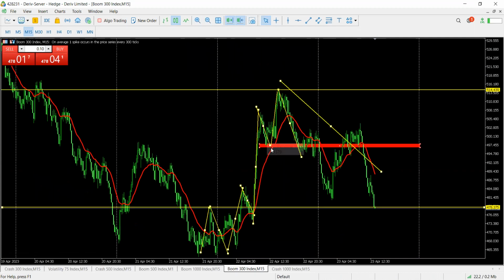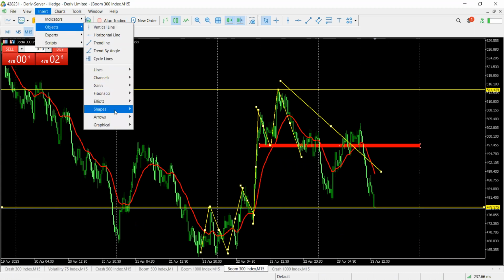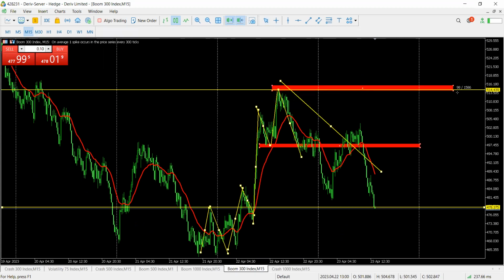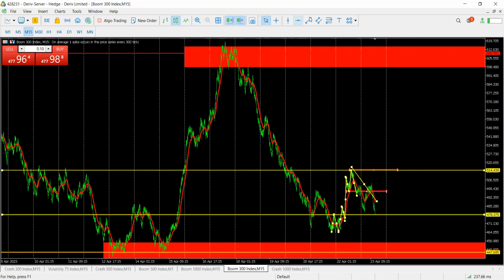But what you have to know is that your stop loss is at this point. Let me just label it. Your stop loss is at this point. That's where your stop loss is, and your take profit is way down. Up to your take profit is at this point. That's where your take profit is.